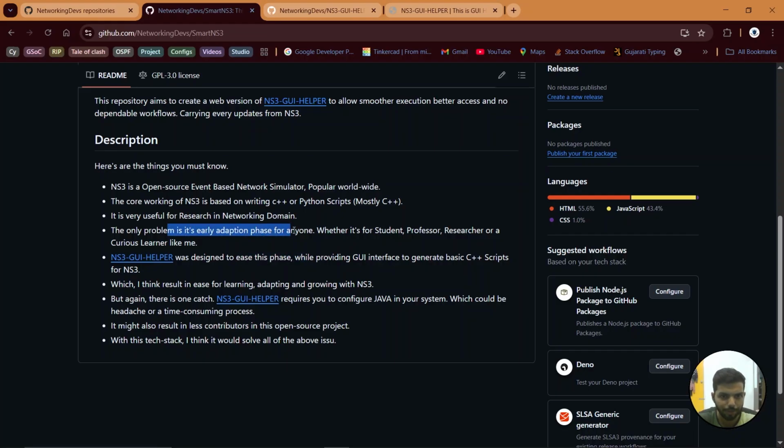The early adoption of NS3, while providing a GUI interface to generate basic C++ scripts for NS3, I think results in ease of learning, adapting, and growing with NS3, because that's the motto of this project. But again, there is one catch: it's configured in Java, so there are certain limitations while configuring it.